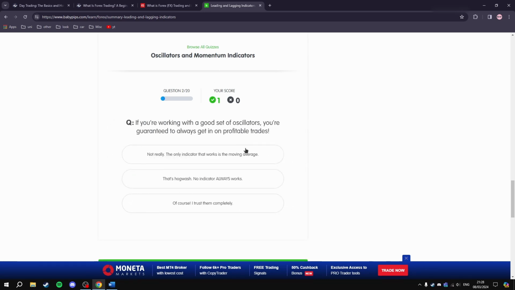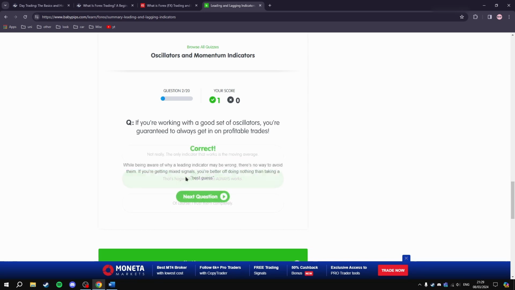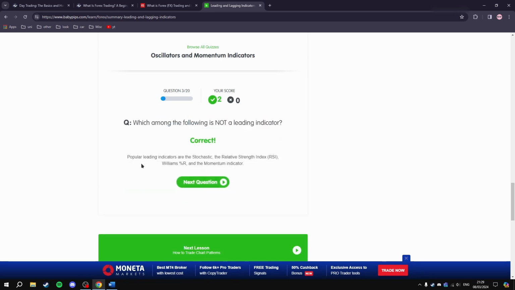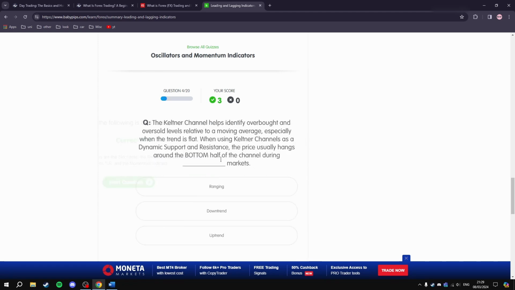If you're working with a good set of oscillators, so that's the leading indicators, you're guaranteed to always get in on profitable trades. That's hogwash. Whilst being aware of why a leading indicator may be wrong, there's no way to avoid them. If you're getting mixed signals, you're better off doing nothing than taking the best guess. Which among the following is not a leading indicator? Moving averages. Popular leading indicators are the stochastic, the relative strength index, Williams percentage R, and the momentum indicator.